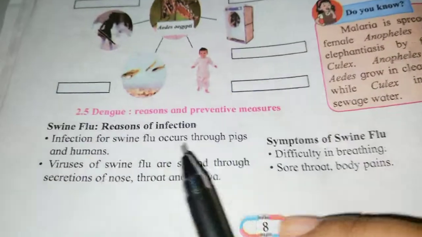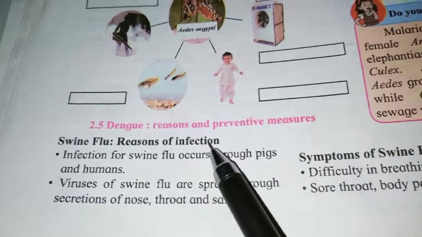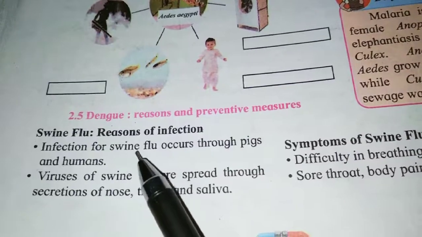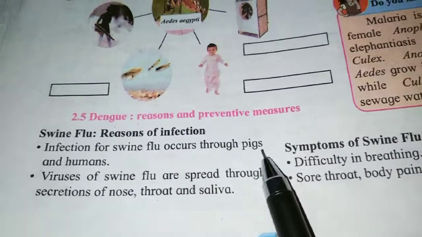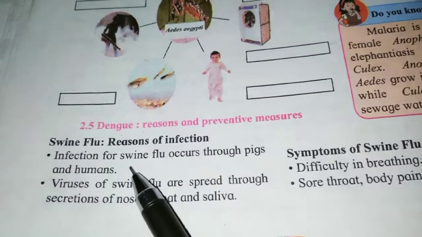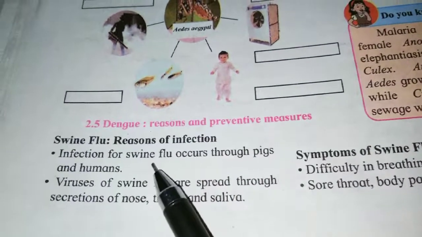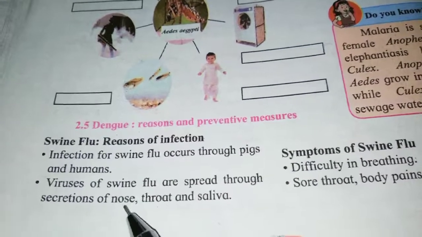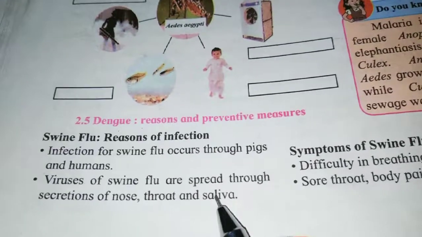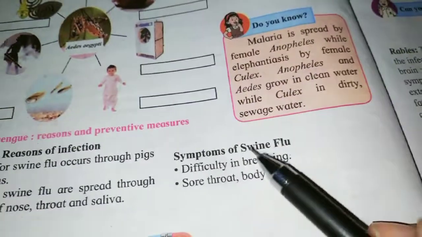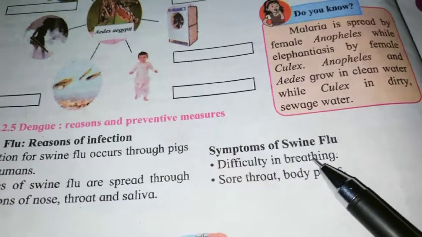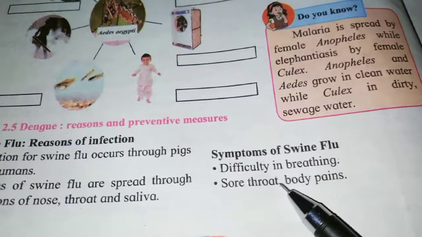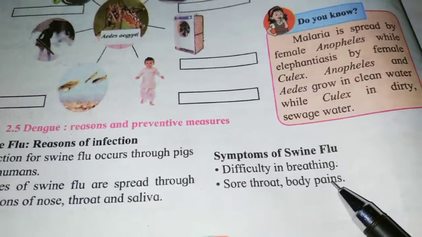Those are the names of the mosquitoes. Now swine flu and the reason of infection. Infection of swine flu occurs through pigs and humans. Viruses of swine flu are spread through secretion of nose, throat and saliva. Symptoms of swine flu: difficulty in breathing, sore throat, body pains. Now come to page number 9.